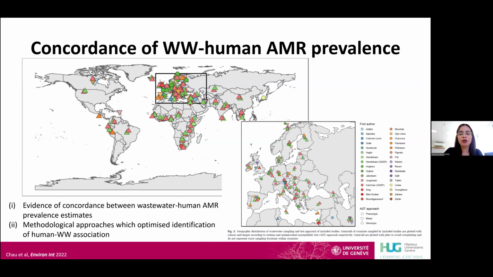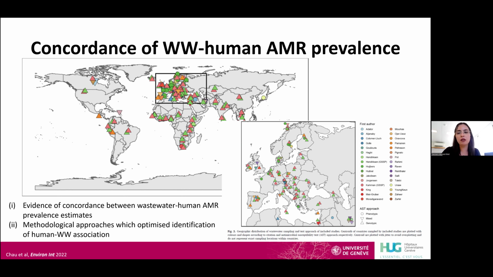So we know that wastewater is abundant with resistance, and hospital wastewater also has a higher content of resistance, but does it reflect the AMR prevalence in the human population? This was a systematic review of 33 studies from over 70 countries that tried to look at two things. They tried to look at concordance between wastewater and human AMR prevalence estimates in different studies, and to check whether the methodological approaches applied in these studies were associated with optimized identification of the human-wastewater association.